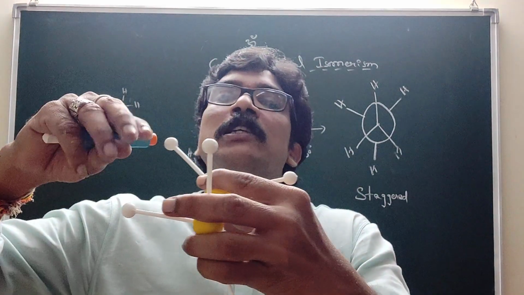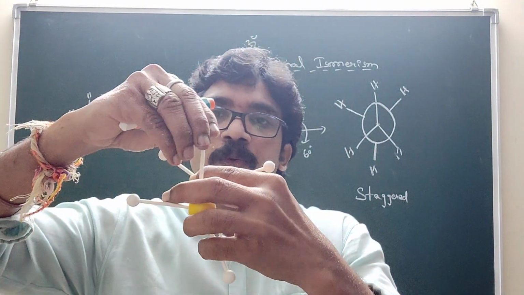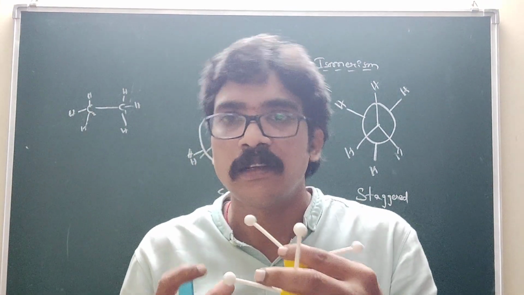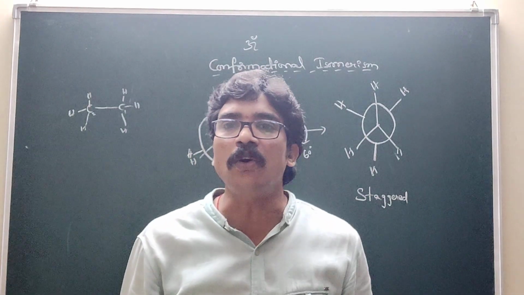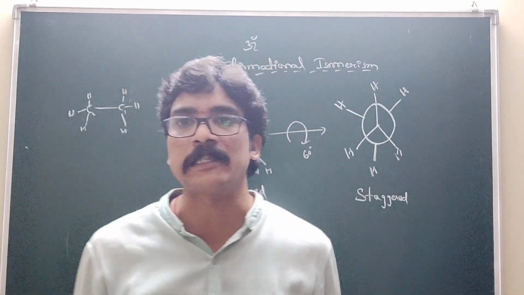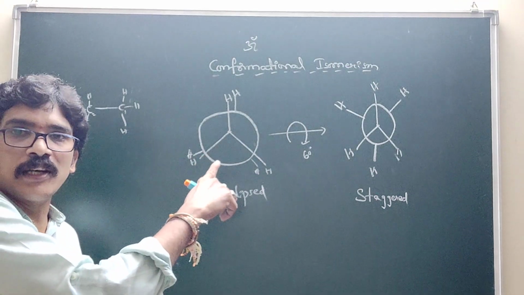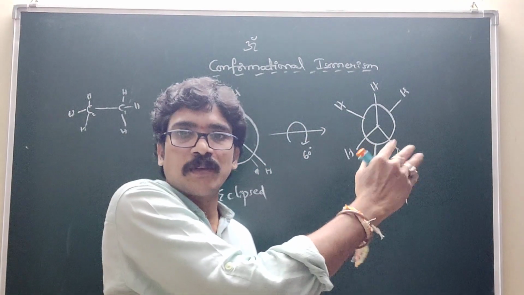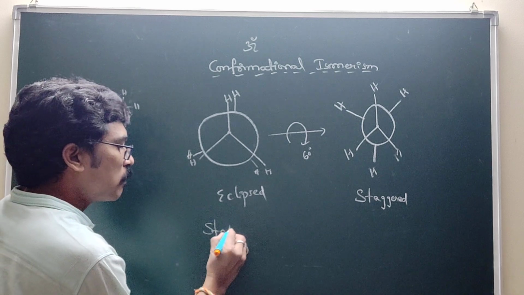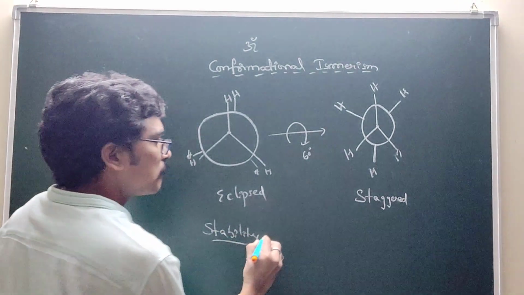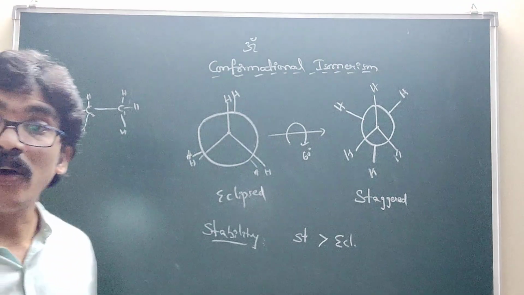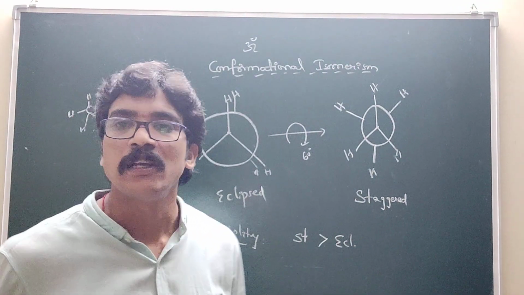But in the staggered form, the groups are very far from each other, and repulsions are less. If repulsions are less, then the molecule attains stability. Therefore, which form is more stable? In the eclipsed form, groups are very near to each other. In the staggered form, groups are far from each other at an angle of 60 degrees. Therefore, the staggered form is more stable than the eclipsed form. The reason is that repulsions are less.